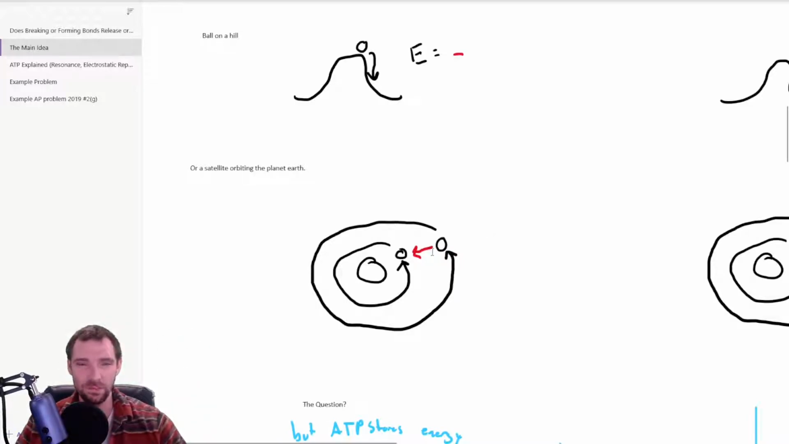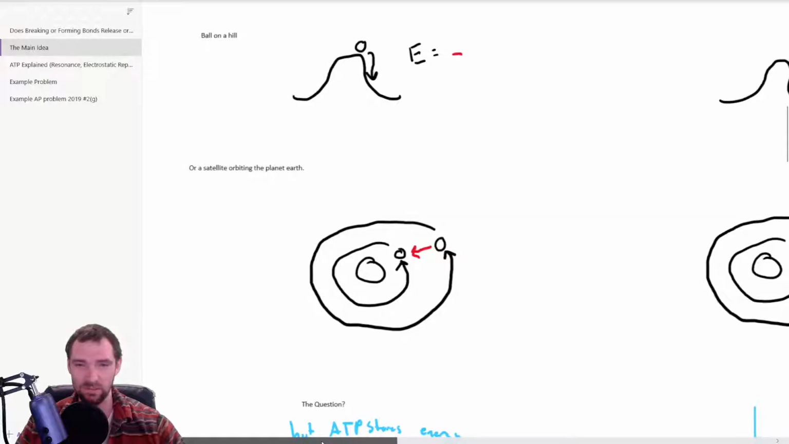And if you were to have the satellite fall closer to the Earth, it should get going faster. And so it's like that energy is getting released. It's also going to warm things up. It could fall towards the Earth freely and on its own and release energy.